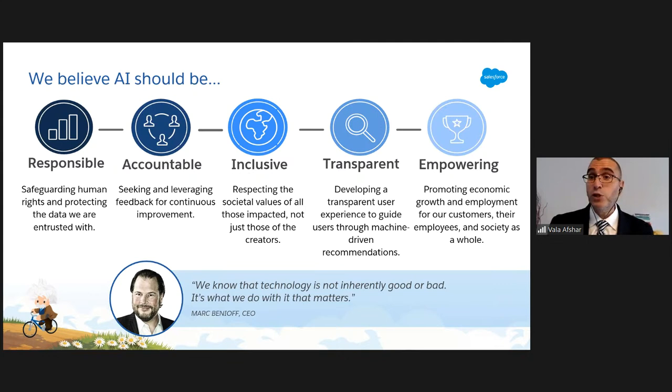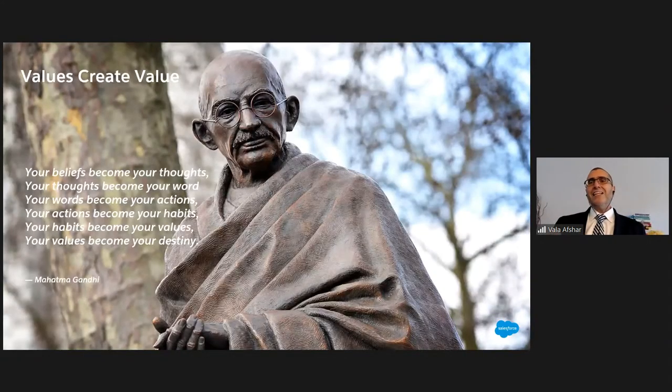In fact, we have a chief ethical and humane use officer at my company. I think every company needs to have a chief health officer because every company is a health company now due to the pandemic. You need to have a chief ethical officer, and we also have a chief equality officer to ensure inclusion at the highest level, including our most senior executive leaders at our business. Values create value. Your beliefs become your thoughts, become your words, become your actions and habits and values, ultimately your destiny. So when we talk about privacy and trust and ethical use of AI, your brand, your growth trajectory, your relevance to society is going to be predicated by your values.